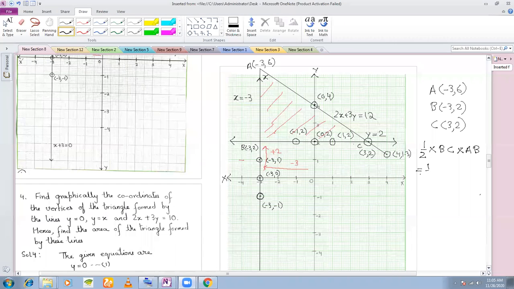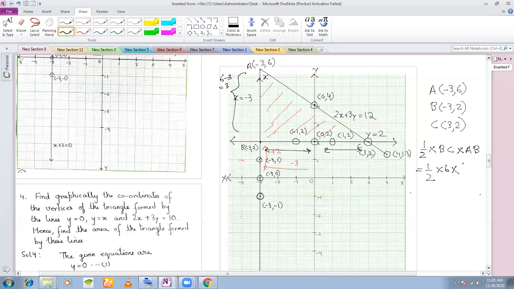And the base, what is the length of the base here? If you see, this length is how much? 3 units. And this length is how much? 3 units. So the base is 6 units. And what about the height? This height here is 3 units, and this is 6 units. So this has to be 6 minus 3 equal to 3 units.